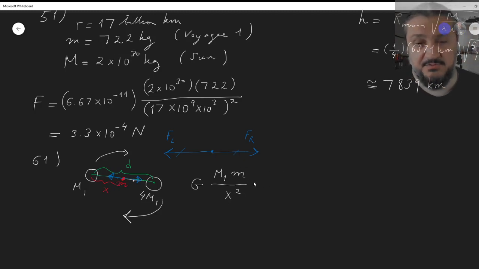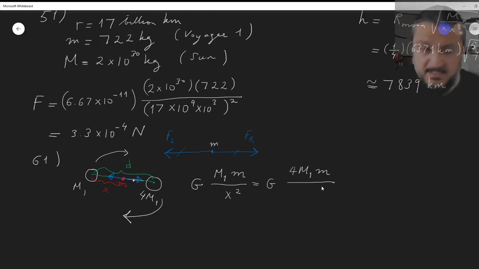That has to be equal to the force on the right, which is G times, now instead of m1, of course I have 4m1, that's the mass of the other star, times m, the test mass. Now I need the square of the separation between the test mass and 4m1, the star on the right, and that is d minus x. D minus x, and I'm going to square it.